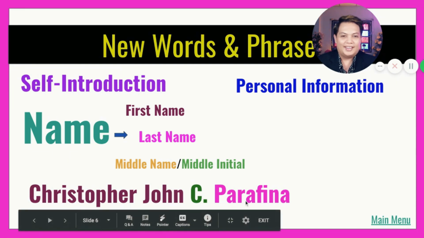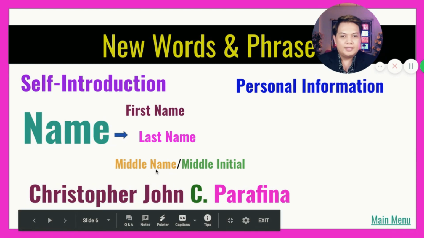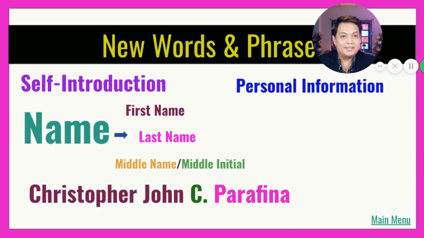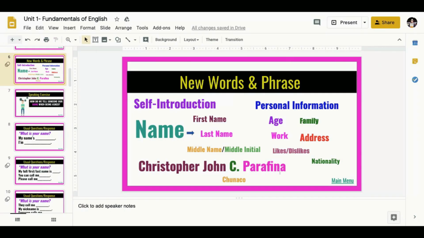Thank you. All right, and Parafina right over here is my last name. Again, say it with me, last name. Thank you. And the middle name or the middle initial, when there is only a single letter over here, it's called middle initial. Say it with me again, middle initial. Thank you. Now, once you have a full name or a full word, C means Chunako, so Chunako becomes the middle name.